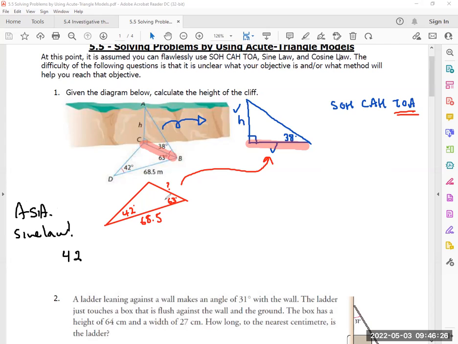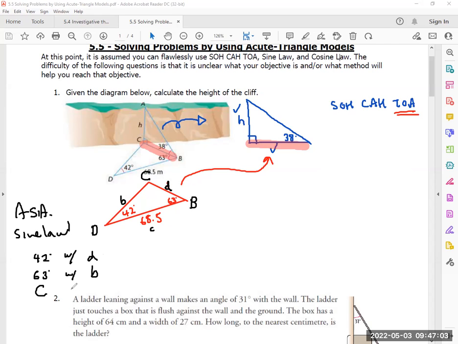42 degrees. So how about I label this? I need, let's call this X. Let's call this, no, I already have letters. So this is D, that's C, and that's B. So this would be little d, that'll be little b, and that'll be little c. 42 degrees is with little d. 63 degrees is with little b, but I don't think I'll need that.